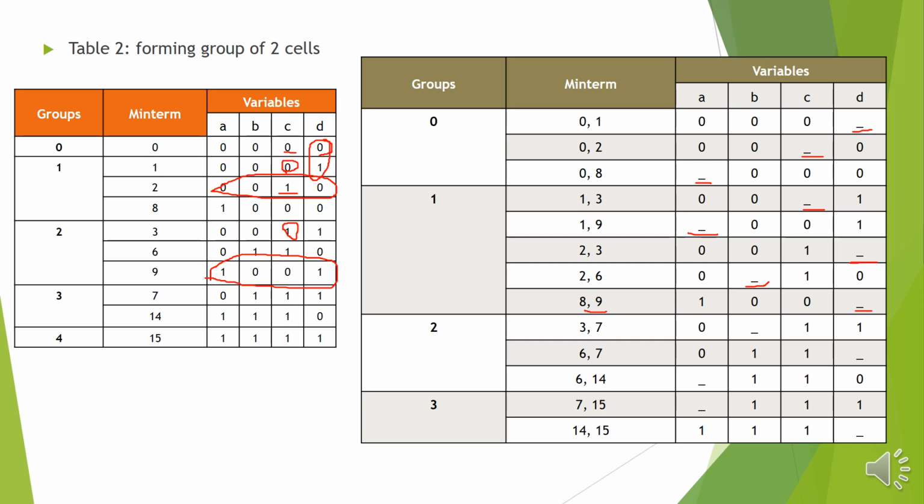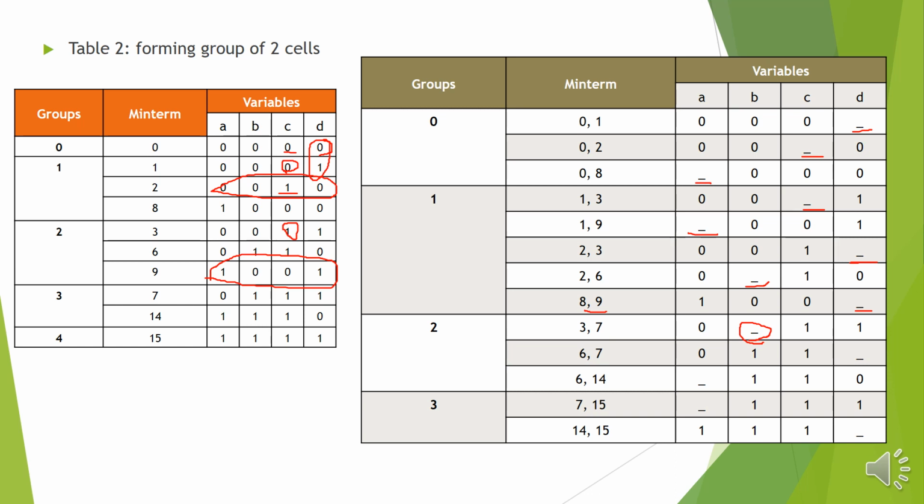Then I'll proceed with group 2 and group 3 here. That is 3 with 7. 3 with 7 is possible because B is logically adjacent. And 3 with 14 is not possible because it has two variables changing.